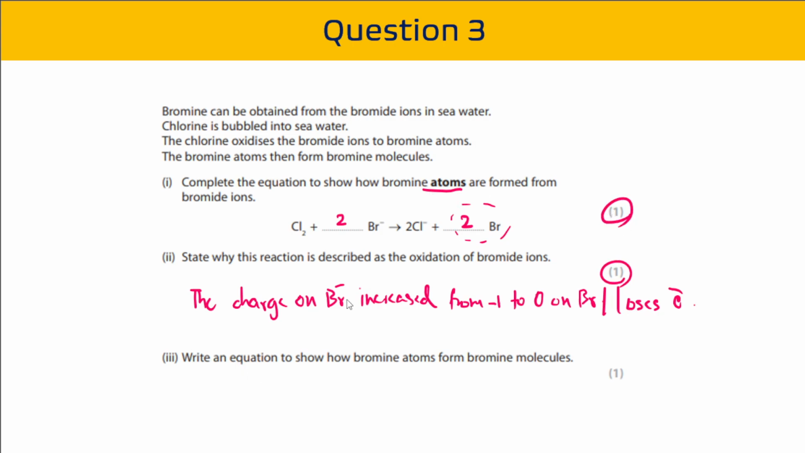Write an equation to show how bromine atoms form bromine molecules. So your bromine atom is Br, right? So a bromine molecule is Br2. So you're going to require another bromine atom. Okay, and Br2 will be a gas as well. So 1 mark here.